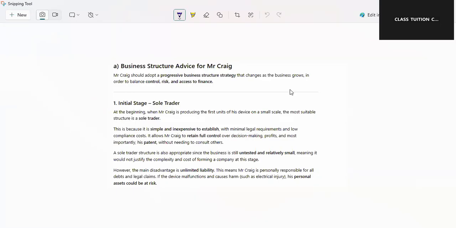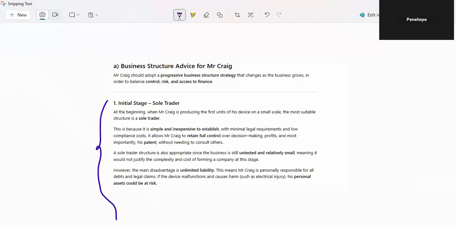A sole trader. Okay? Why? You now enlist the advantages because it's simple to establish. There are minimal requirements, and it allows him to retain full control. Remember, he's patenting this untested device that allures insects. Also explain the disadvantage that he may expect as a sole trader in the initial stage. He'll be responsible for his debts, his personal properties at risk. Are we together? So already you've answered partly the initial stage question.